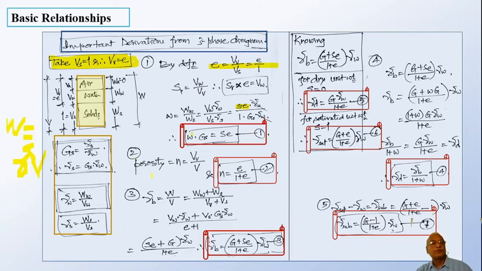Next, number two, porosity. Porosity is represented by the letter n, which is volume of voids to the total volume. Now, if you look at three-phase diagram, it is e, and total volume is 1 plus e. So, simple relation becomes n equal to e divided by 1 plus e. If you rearrange this, it can be put as e as a function of n.